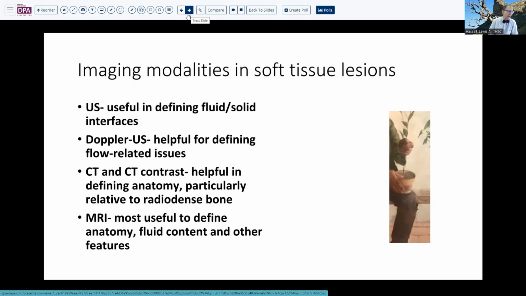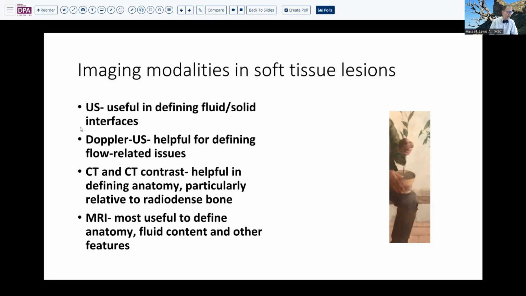So this might be a useful time to review very briefly some of the imaging modalities that are used in soft tissue lesions and some of their relative advantages and disadvantages. I'm not a radiologist, but from interacting on tumor boards and various other settings, I do have a pretty good understanding of what's going on. So ultrasound is particularly useful in defining fluid and solid tissue interfaces, can detect masses of differing density, and help to define depth and so forth.